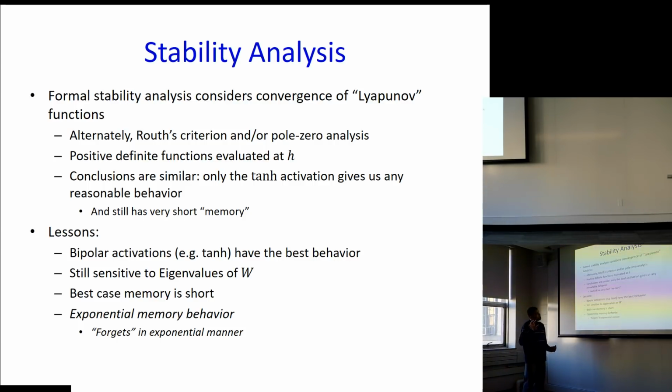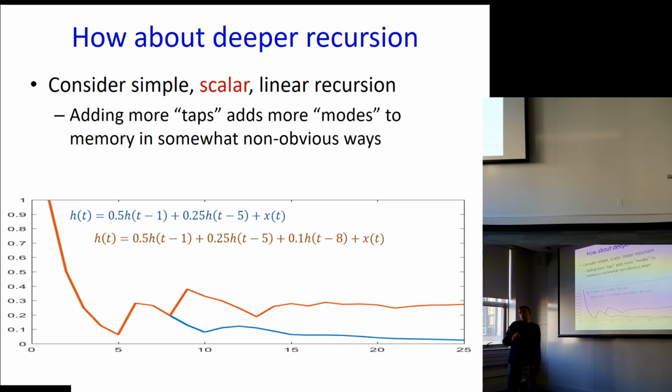But the behavior conclusions that you will get in general are going to be similar: of the activations that I actually saw, tanh's are the only ones that give you any reasonable memory behavior. And even these have very short memory, as we just saw. Bipolar activations are what you really want. They are nevertheless sensitive to the eigenvalues of the weights matrix, and the best case memory is short. And you generally have exponential memory behavior. Things are going to either grow exponentially or be forgotten exponentially fast, right? So it's not a catch-all. It doesn't solve everything. But that was with only one tap.